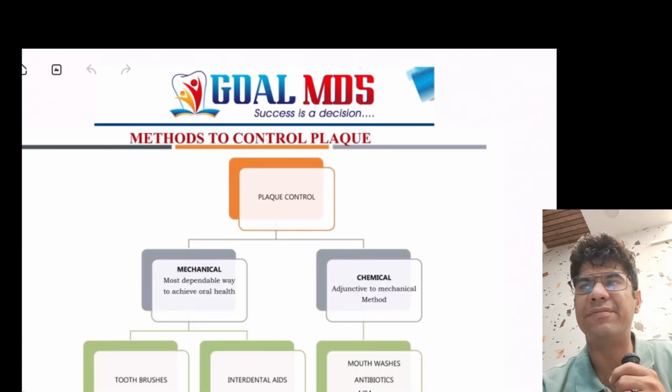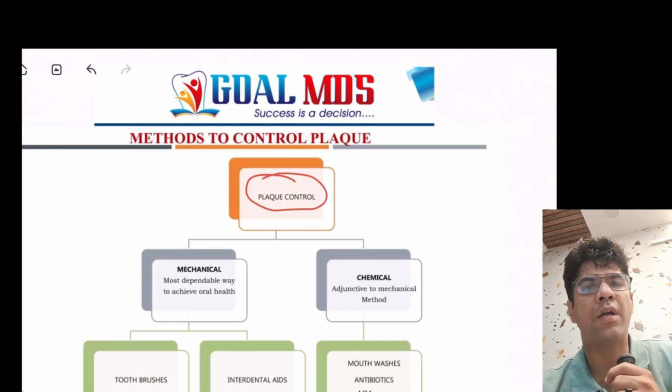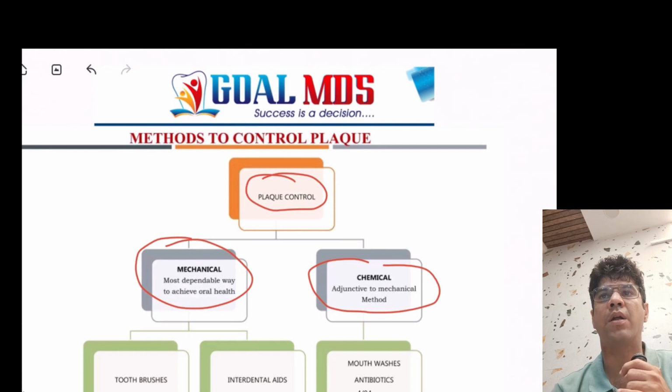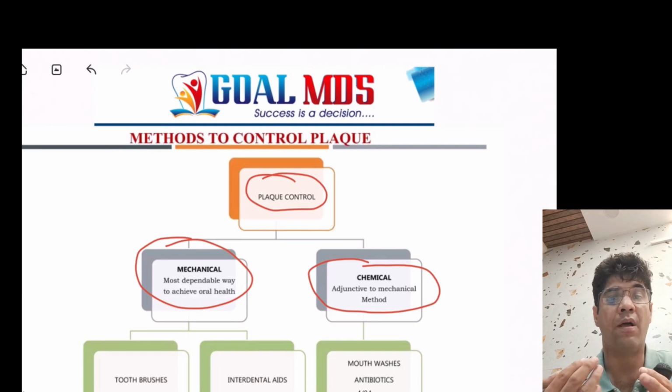Now what are the various ways of plaque control? The methods we use for plaque control can be either the mechanical method or the chemical method. The mechanical method of plaque control involves the physical removal of plaque from the surface, like brushing your teeth with a toothbrush or using dental floss to clean between your teeth.